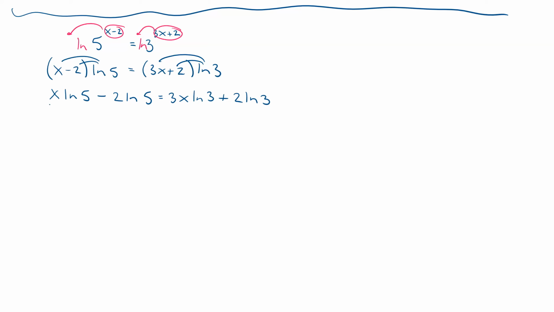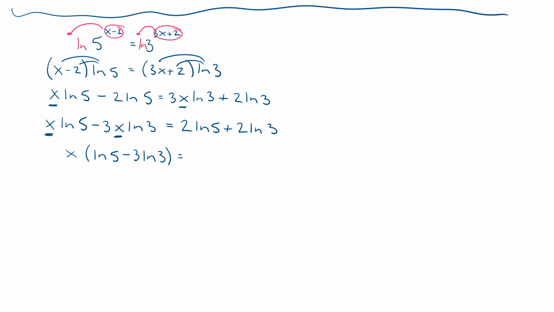To solve for x, we've got two of them right now. We need to get both x's on the same side. So we're going to use addition and subtraction. We get x natural log 5 minus 3x natural log 3 equals 2 natural log 5 plus 2 natural log 3. And then my final hint was at some point you were going to want to factor. How do we turn two x's into one x? We factor it out. So we have x times the quantity natural log 5 minus 3 natural log 3 equals 2 natural log 5 plus 2 natural log 3.